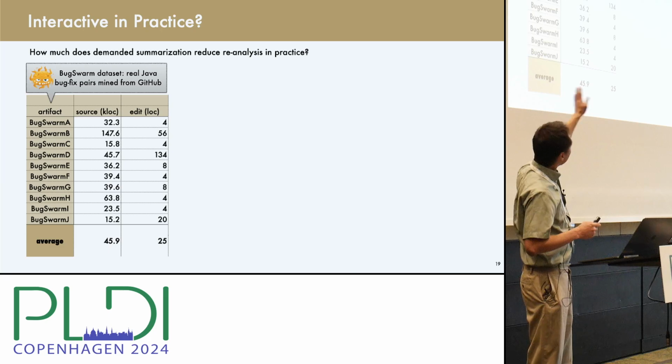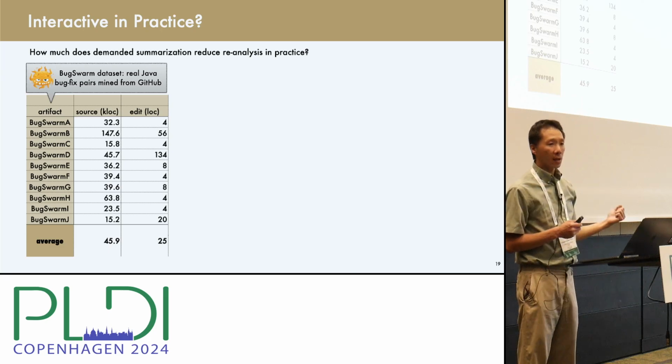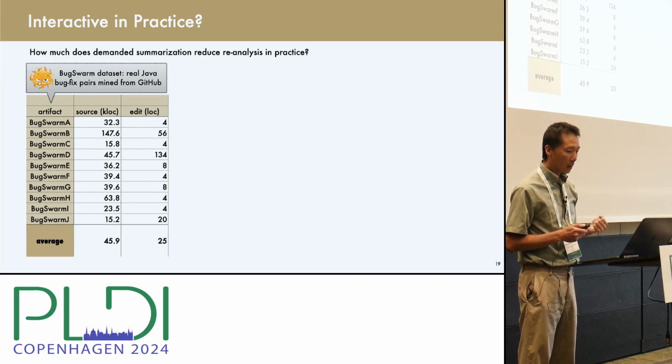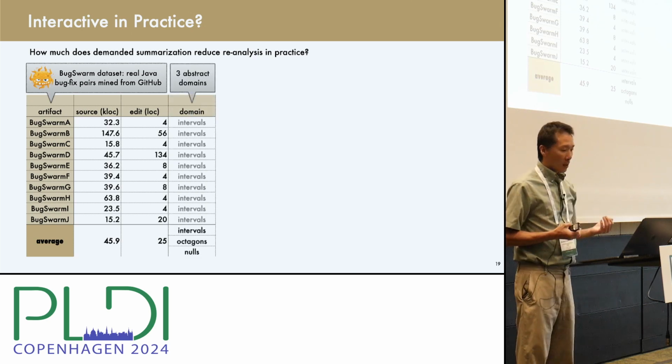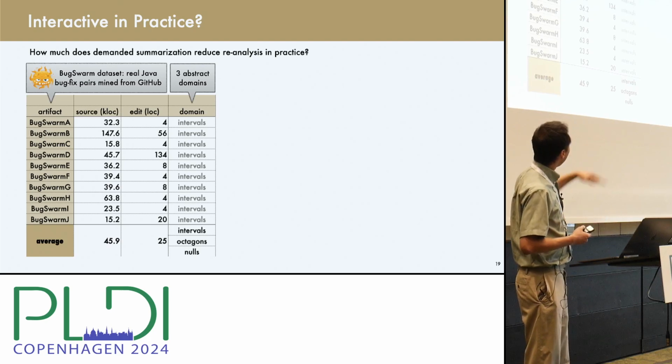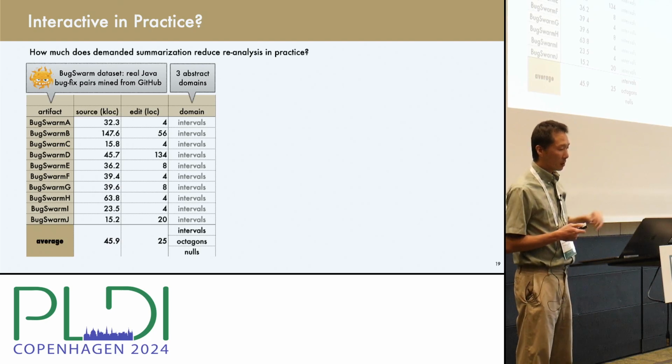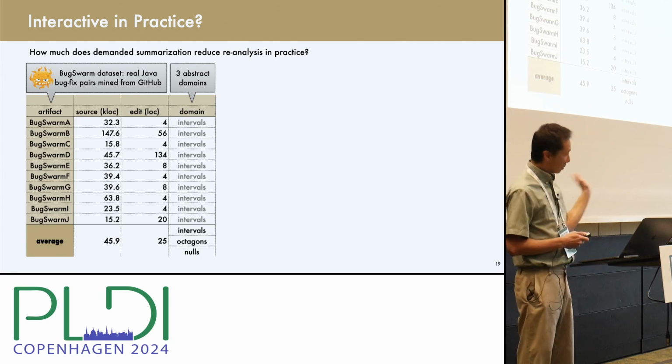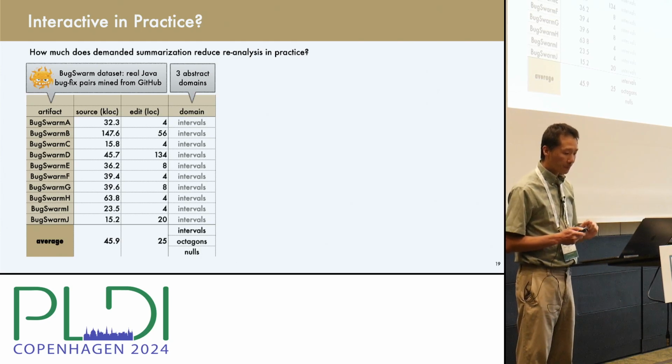And then the second column is the number of lines that are edited in that particular commit. Okay. So then we consider running analysis with 3 different abstract domains: intervals, octagons, and nulls. I'm only showing the summaries for the octagons and nulls because of space, but they're there in the paper.